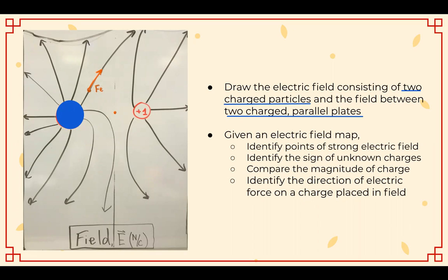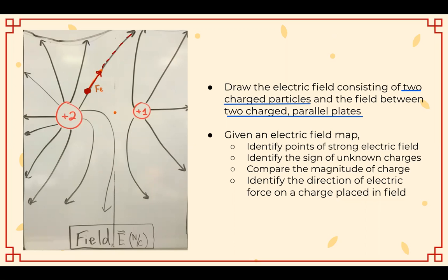Last one then, identify the direction of electric force on a charge placed in a field. If I had a positive particle and I put it right here, my positive particle would repel away from positive. Its force would be away, and it would travel along this field line, roughly along this line.